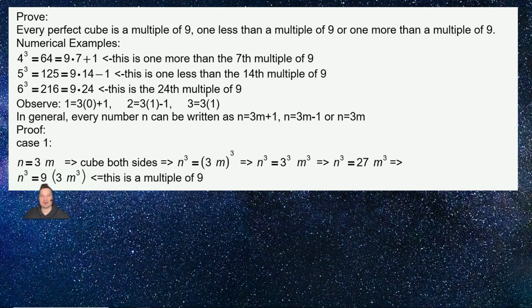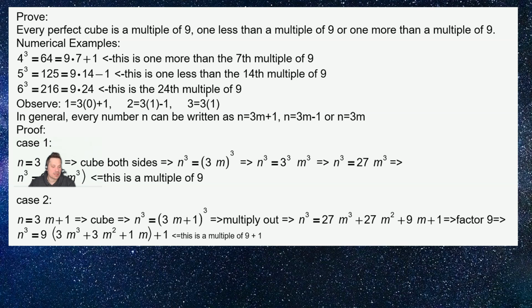Whatever the value of m happens to be, this is telling you that n cubed is a multiple of 9. Next case. Where am I getting these cases? As a reminder, we said either n equals 3m, or n equals 3m minus 1, or n equals 3m plus 1. That's where I'm getting 3 cases.